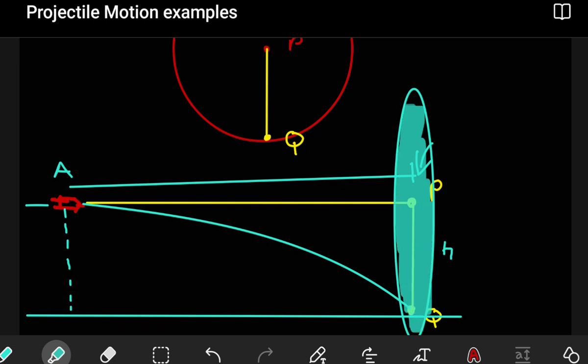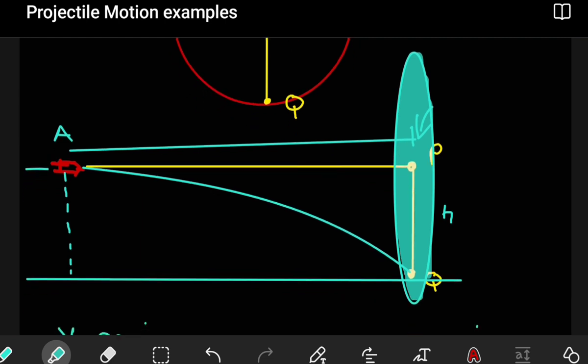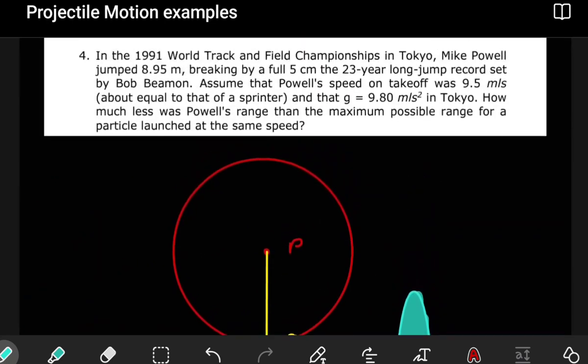Now, how far away is the dartboard from where the dart is being released? In other words, we're looking for the horizontal distance between point A and point P. So to find the horizontal distance, see that we're now in the horizontal axis.